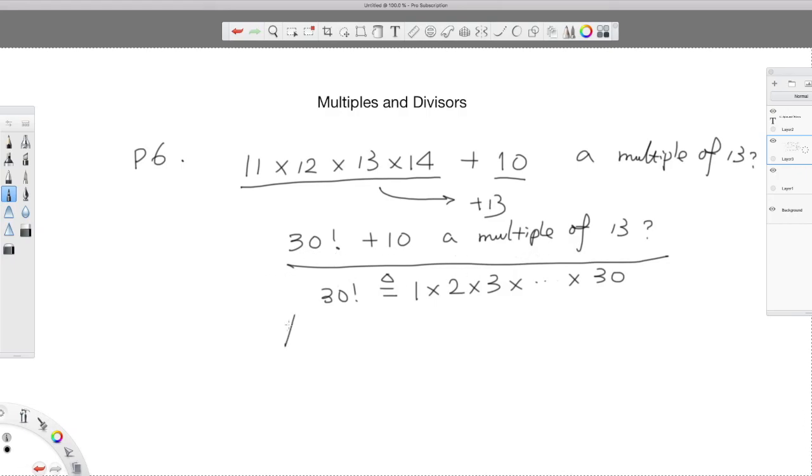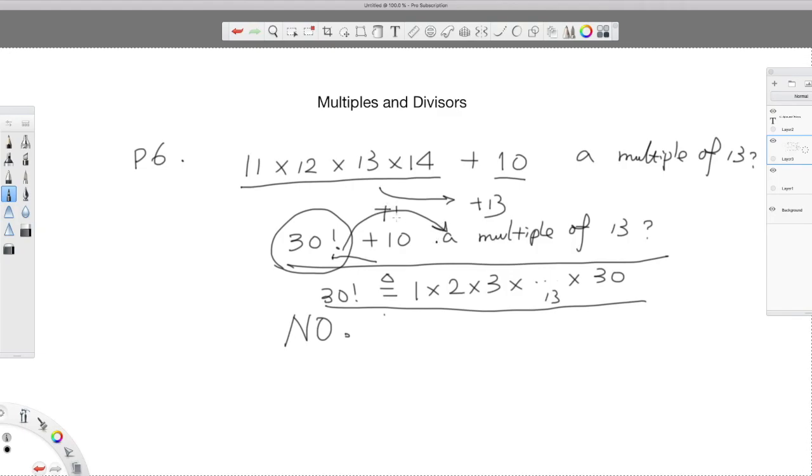Again, no, for exactly the same reason. When you multiply everything, including a 13 in there, 30 factorial is a multiple of 13. And so for a multiple of 13 plus 10, the next multiple is 13 away. Somewhere there, plus 13 is a multiple. Plus 10, no, it cannot be a multiple of 13. All right. Got that?